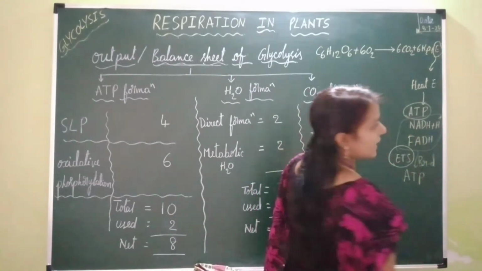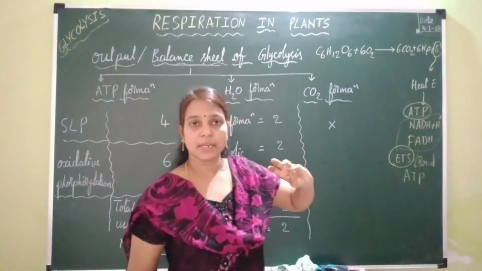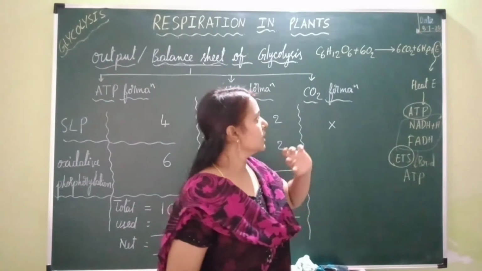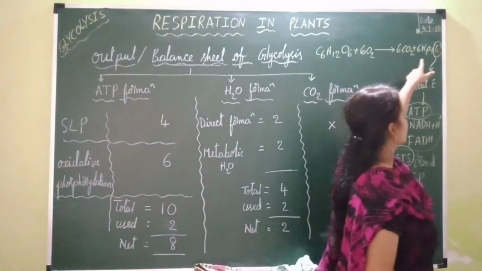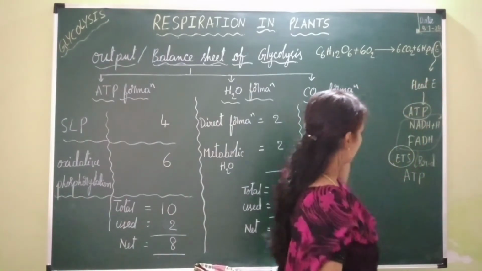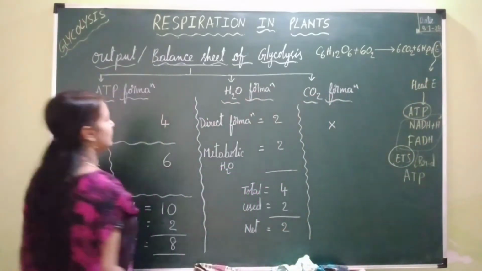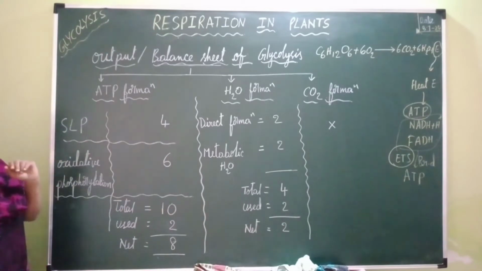So we are studying the balance sheet of glycolysis, Krebs cycle, and even anaerobic respiration with respect to the formation of carbon dioxide, water, and energy, that is in the form of ATP. Okay, now let's study ATP formation first in the balance sheet of glycolysis.